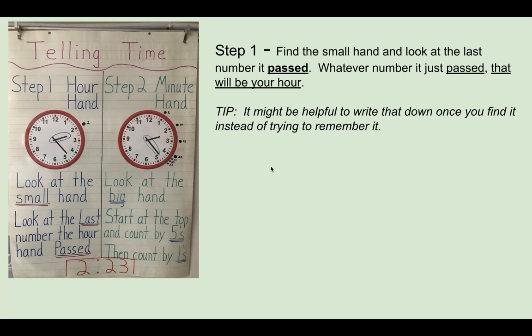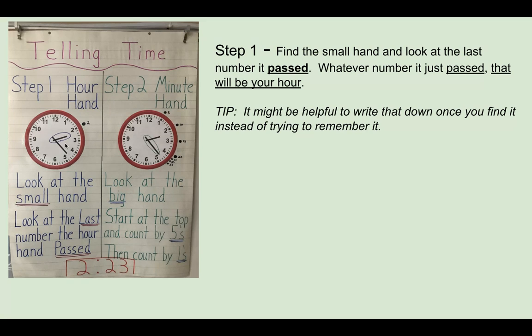Step 1 when trying to tell our time. I've included our anchor chart that we had in the classroom for you to refer back to. Step 1 is to find the small hand, look at the last number it passed, and whatever number it just passed, that will be your hour. Now here's our tip. It might be helpful to write down the hour once you find it instead of trying to remember. Trying to remember the hour hand could cause you problems in that you forget, or write down the wrong number. So please, once you find the hour, write it down.